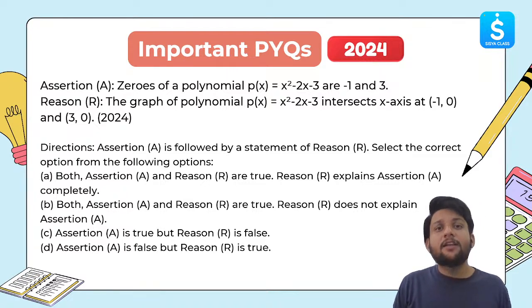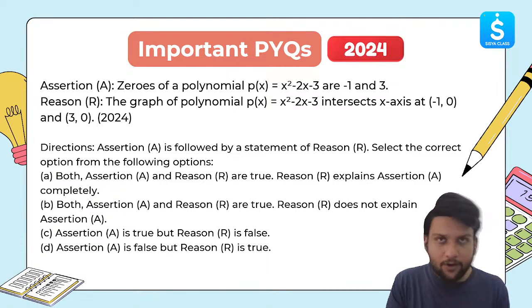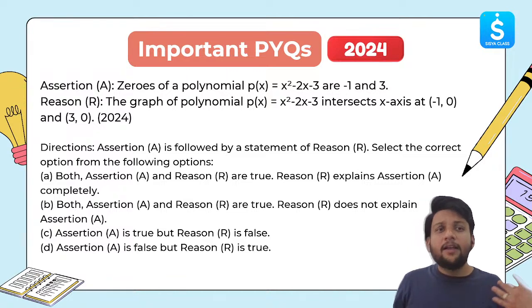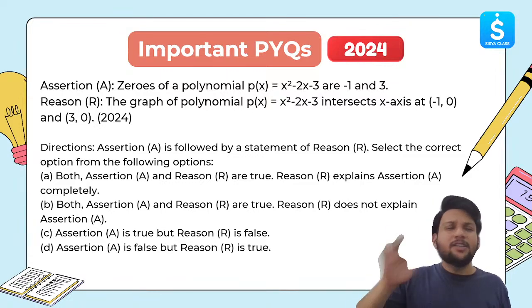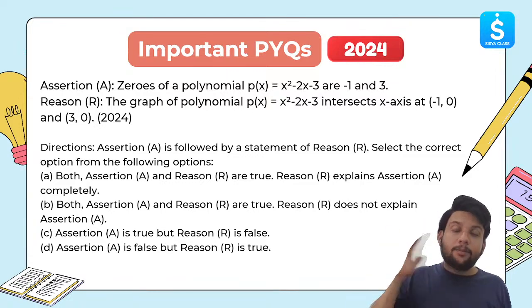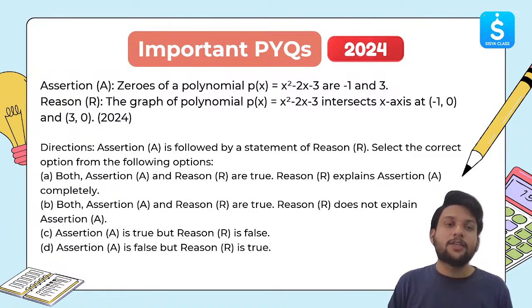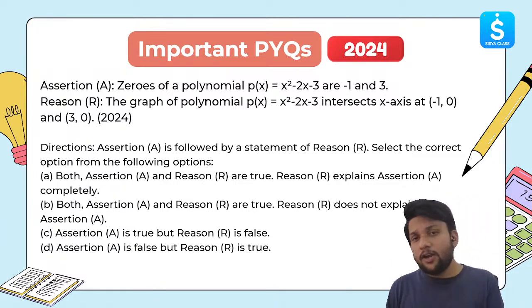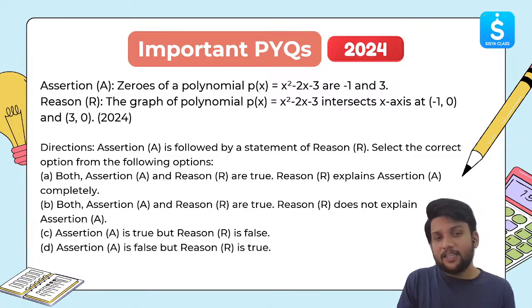The reason is: the graph of the polynomial p of x intersects the x-axis at (-1, 0) and (3, 0). Now, if you are not aware of the directions, I'll quickly go through this. Option A we choose when A and R, that is assertion and reason, both are true, and the reason explains the assertion completely. We choose option B, perhaps the trickiest option, where A and R both are true, but reason R does not explain it.